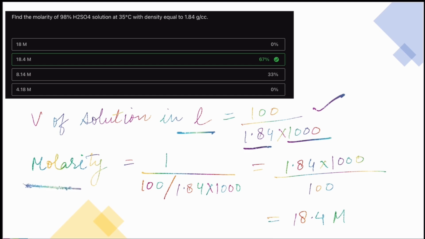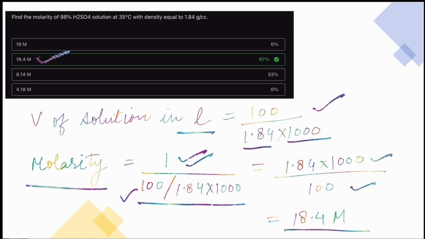Now the formula for molarity is number of moles of solute divided by volume of solution in liters. So putting the value of number of moles, that is 1 mole, divided by volume of solution in liters is equal to 1.84 into 1000 divided by 100, which is equal to 18.4 M. So molarity of the solution is 18.4 M. The answer is 18.4 M.